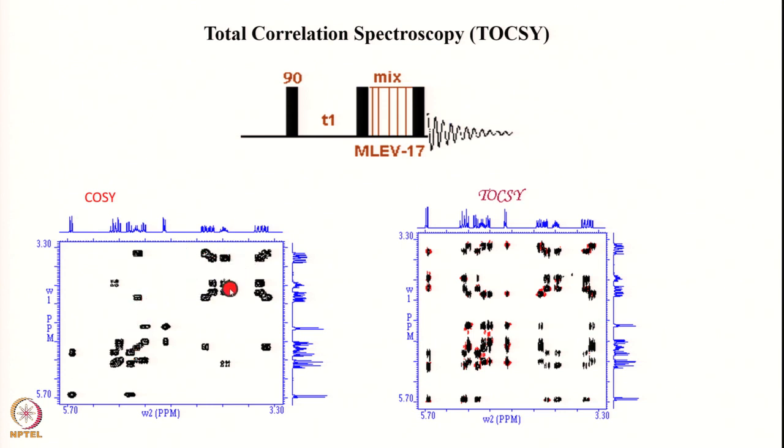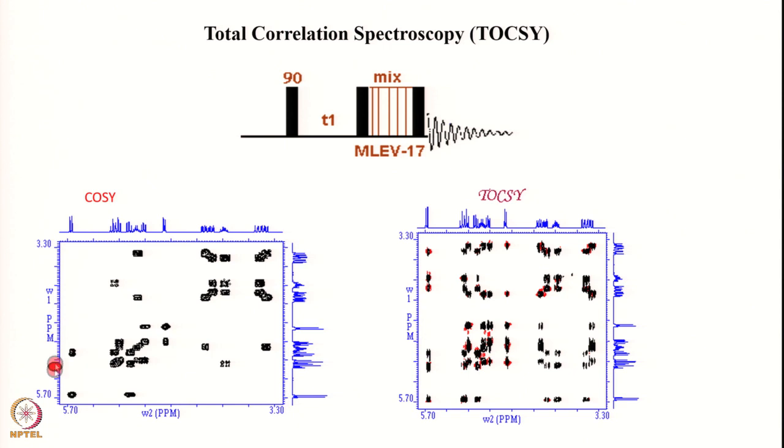Now what we saw here is that this proton is coupled to this one there, but this proton is also coupled to this one here, and this one has another one here. Therefore this diagonal peak is coupled to this proton and also to this proton. So you see how we can identify this, and then you go from here to here, you can draw, and this proton is now coupled not only to this but also to this.